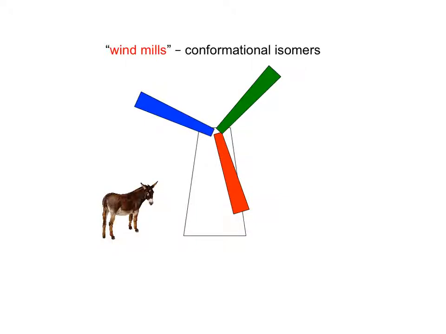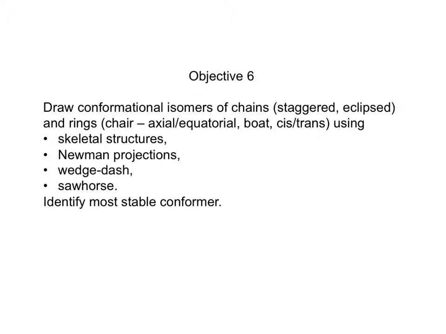How is a windmill like a conformational isomer? We looked at isomers earlier. Now we will look at conformational isomers. Conformational isomers have the same formula, same structure, but the difference is the rotation along a carbon-carbon sigma bond.